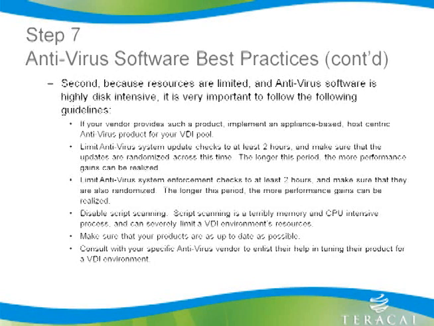Limit AV system enforcement checks to at least 2 hours. And make sure that they are also randomized. The longer this period, the more performance gains can be realized. Just like system update checks, same thing. Make sure that they're pushed out. Now, the funny thing is that enforcement checks you're going to be able to get away with a little bit less than you would with system update checks, because DATs or virus updates are paramount towards killing viruses as they become introduced. System updates are less frequent, so see if you can push back a little bit more on that number and see if you can get a little bit more out of it.